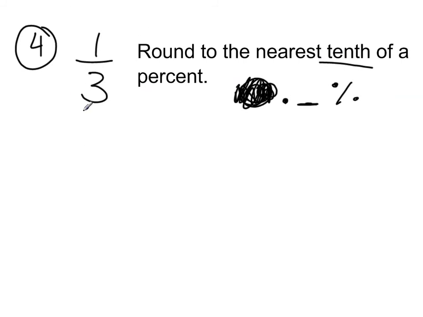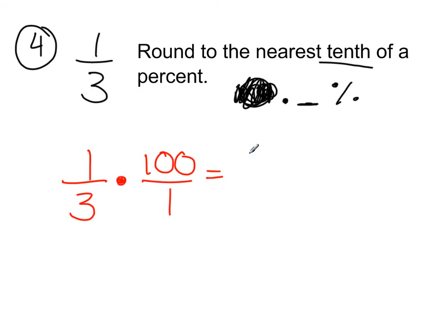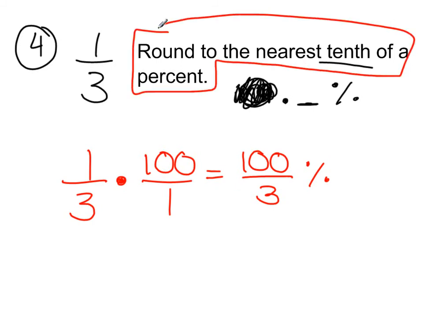Now, we have 1/3. So to change this into a percent, we multiply it by 100. 100 we could put over 1. There's no reducing we can do in sight, so we'll multiply straight across. And we have 100/3 percent. So this is not ideal. The directions told us to round, so that's what we're going to go ahead and do.